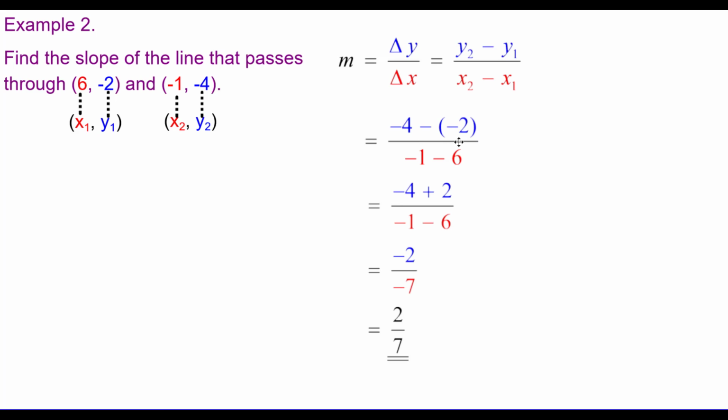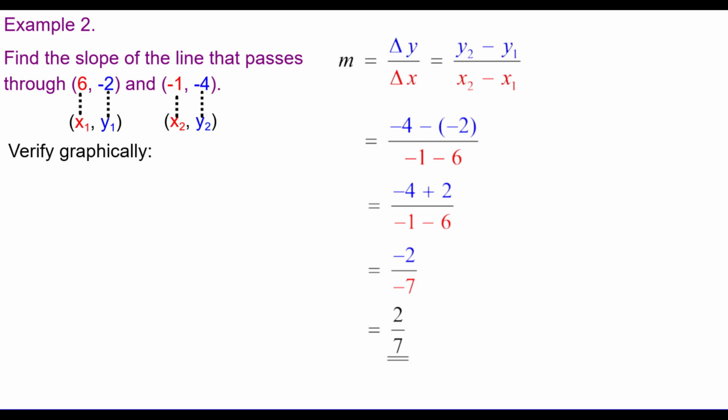So this is -4 plus 2, -1 plus a -6. So we're going to get -2 over -7. Negative divided by negative is a +2/7. So this line should be slanting uphill with a slope of 2/7.